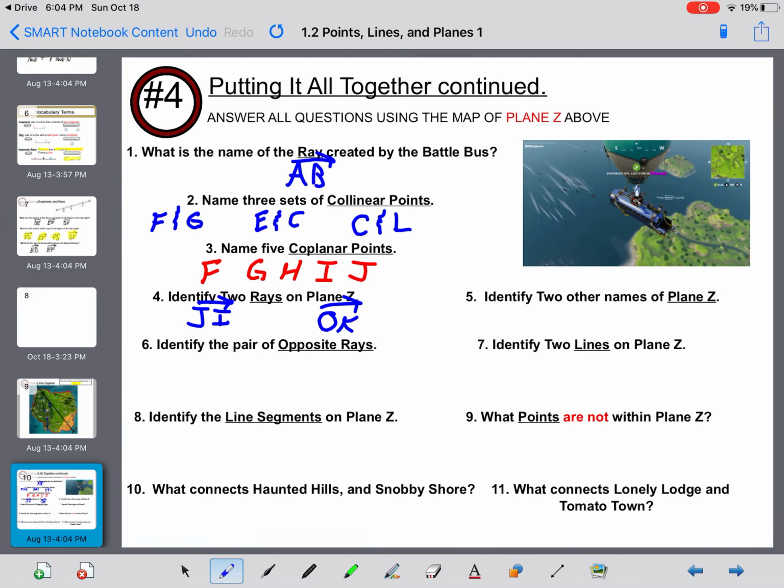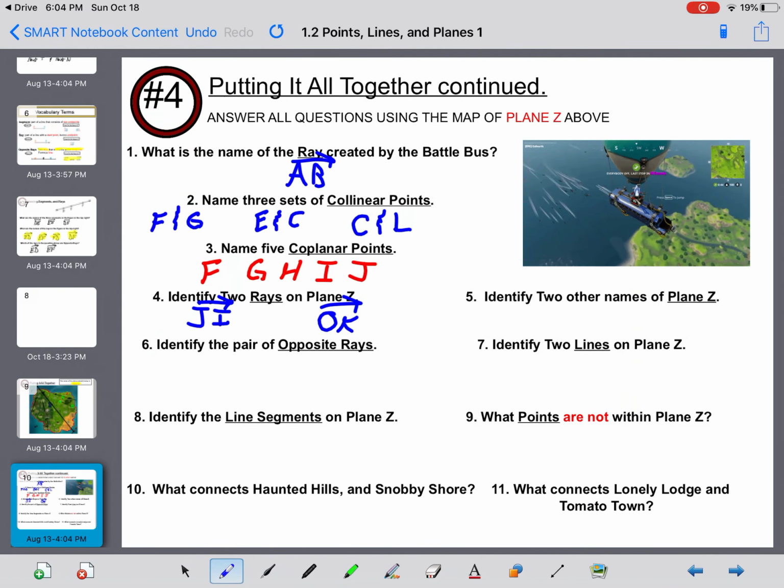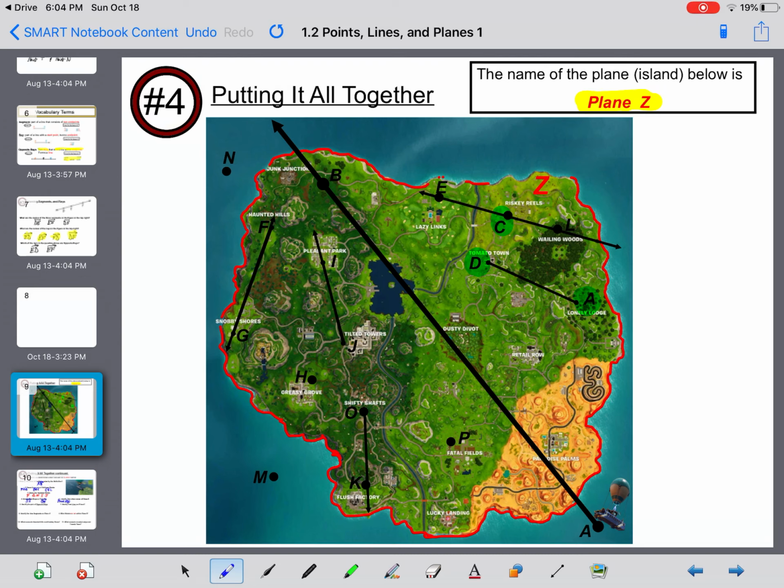Number 5 says identify 2 other names of plane Z. Well, plane Z, we could pick any 3 points on plane Z to rename it. So we could choose A, D, C. And realistically, you could pick any of the points within the island. So what about plane HOP? HOP.